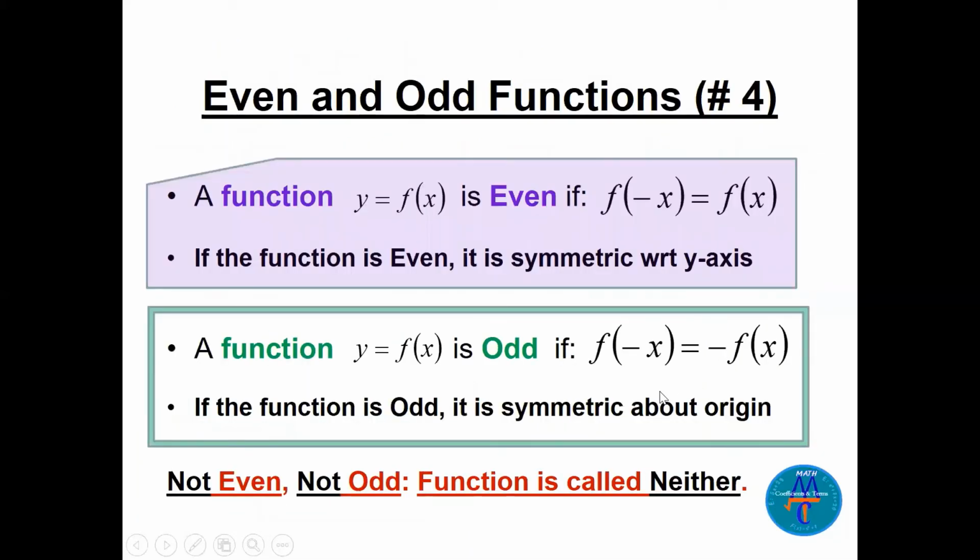Now let's define even and odd functions. Important to know, a function is even if f of minus x is equal to f of x. If the function is even, it is symmetric with respect to the y-axis. A function is odd if f of minus x is equal to minus f of x, and if it is odd, it is symmetric about the origin. If the function is not even and not odd, the function is called neither.